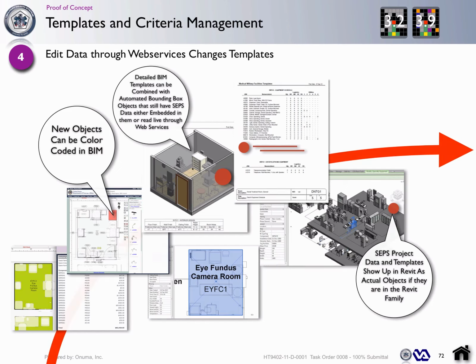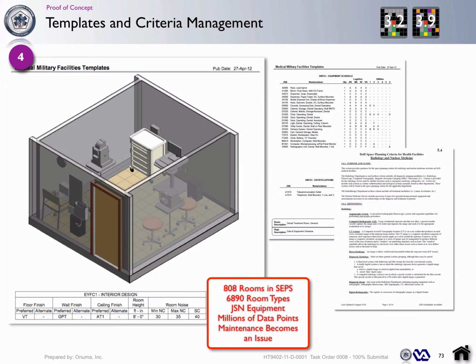So let's move on to the next phase here. For example, we have 808 rooms in SEPS, over 6,000 unique room types, each with their own JSN equipment in it, millions of data points. So even in these room types each object has attributes. If you start multiplying all that together, it's literally millions of variations, and if you add the need to maintain it over time, it becomes absolutely impossible to do it manually.